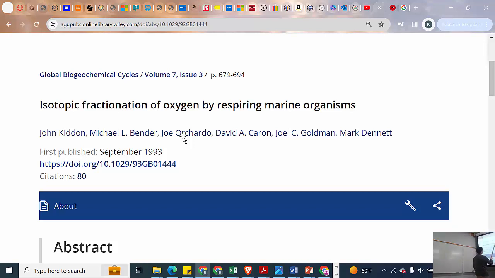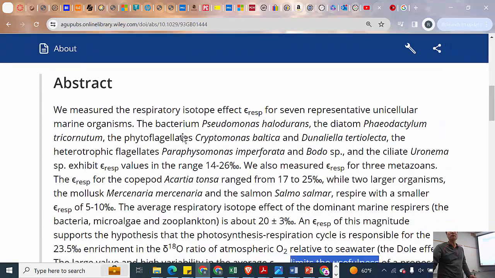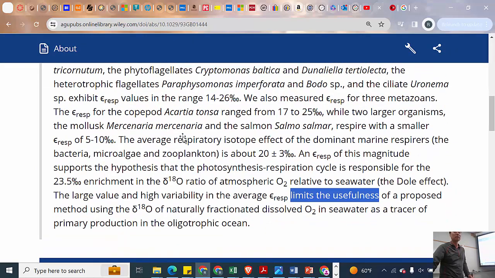And so this is an interesting paper here. This was in 1993. But they're looking at isotopic fractionation of oxygen by respiring marine organisms. So could they figure out what depth the marine organism lived at depending on the percent natural abundance of the oxygen that they have? And so they looked at enrichment in oxygen 18, relative to atmospheric oxygen. And so the deeper you go, the more 18 you would expect because that's heavier, and the heavier ones would sink lower.